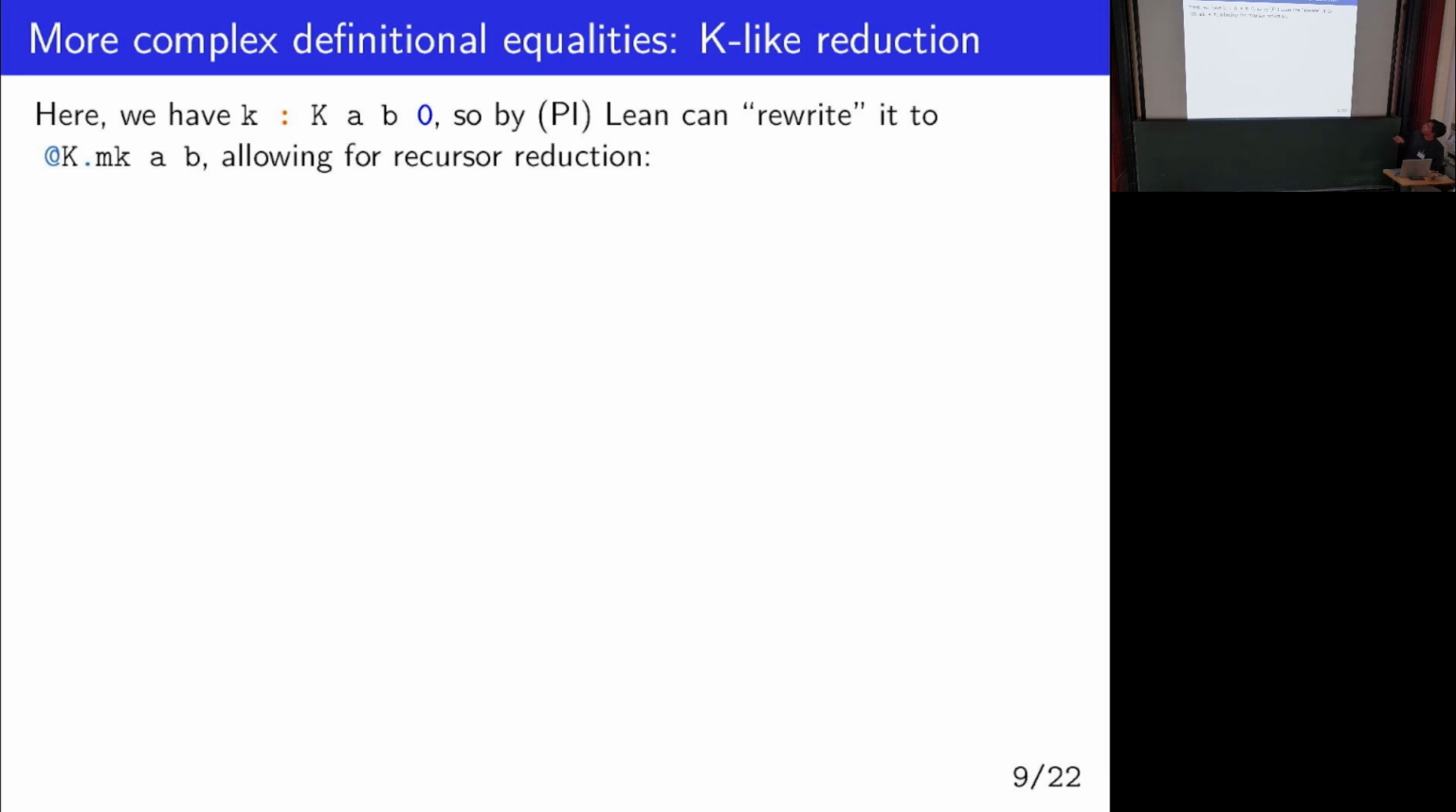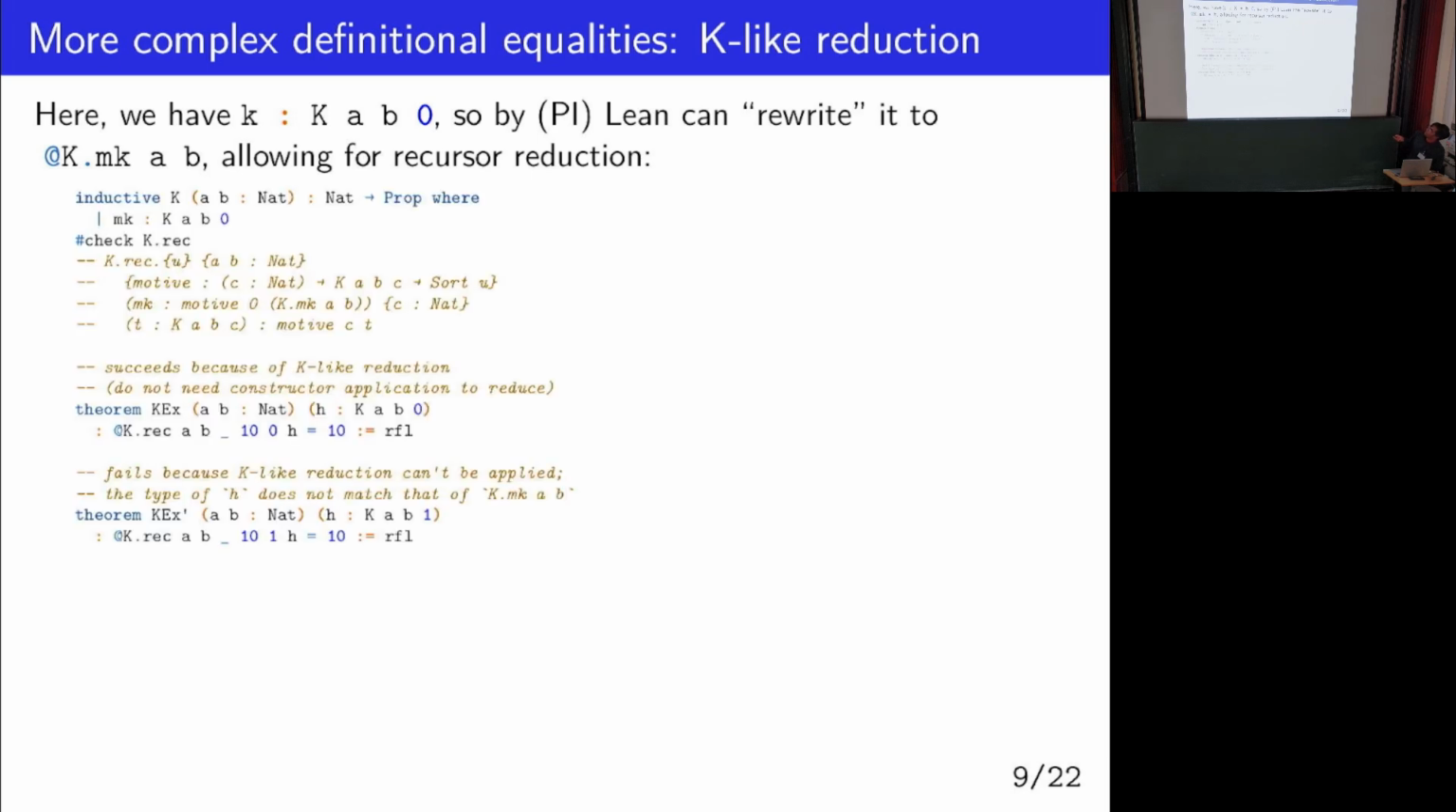Lean has some support for k-like types, in that they behave kind of like the equality type, and they respect the axiom K. What that means is that if you have an inductive type that has one constructor that does not carry any data with it, so any arguments that it has must appear in its output type, then its recursor is allowed to operate in the same way that the equality recursor can operate under axiom K.